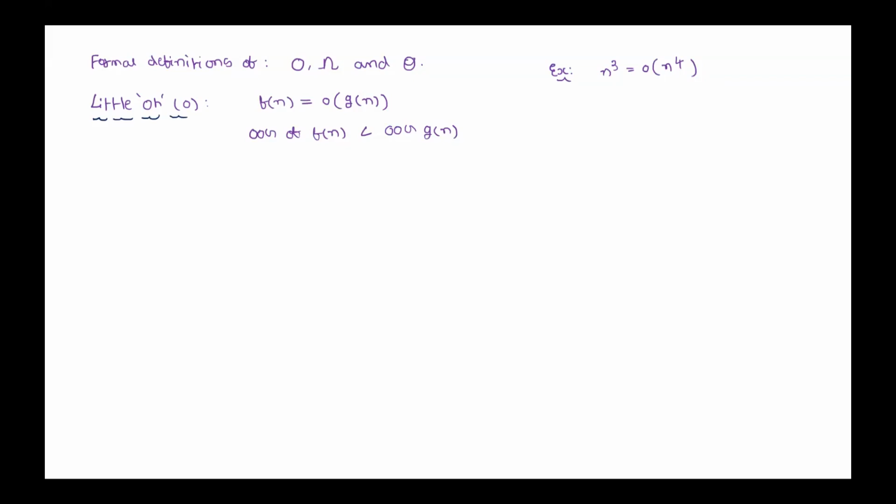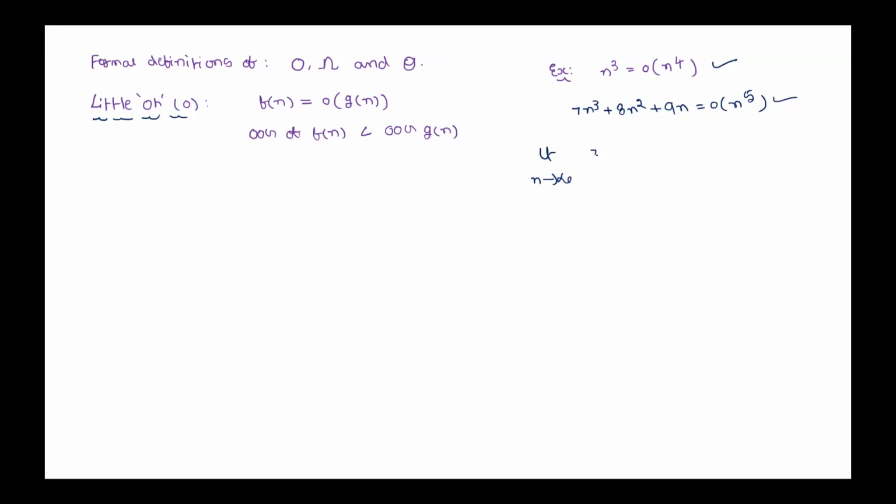Based on this, or one more example: 7n cube plus 8n square plus 9n. Is it little o of n power 5? Is that true? Yes, sir. Okay, that is also true. So there is a simple definition for showing that f of n is little o of g. Now, if I take limit, we are going for large values of input.